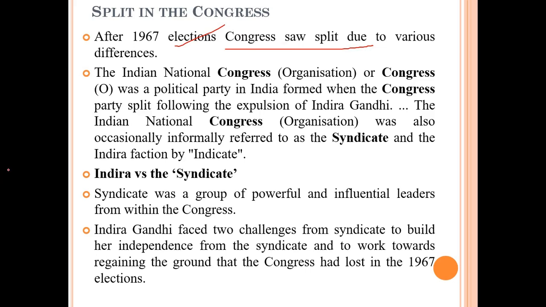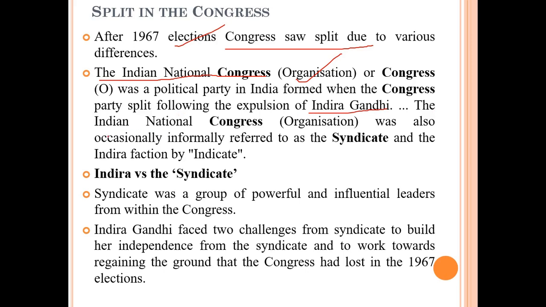There were lots of differences within the party, and there were two groups of Congress. One, the Indian National Congress (O), O meaning Organization, and second, the group of some senior leaders who had expelled Indira Gandhi.